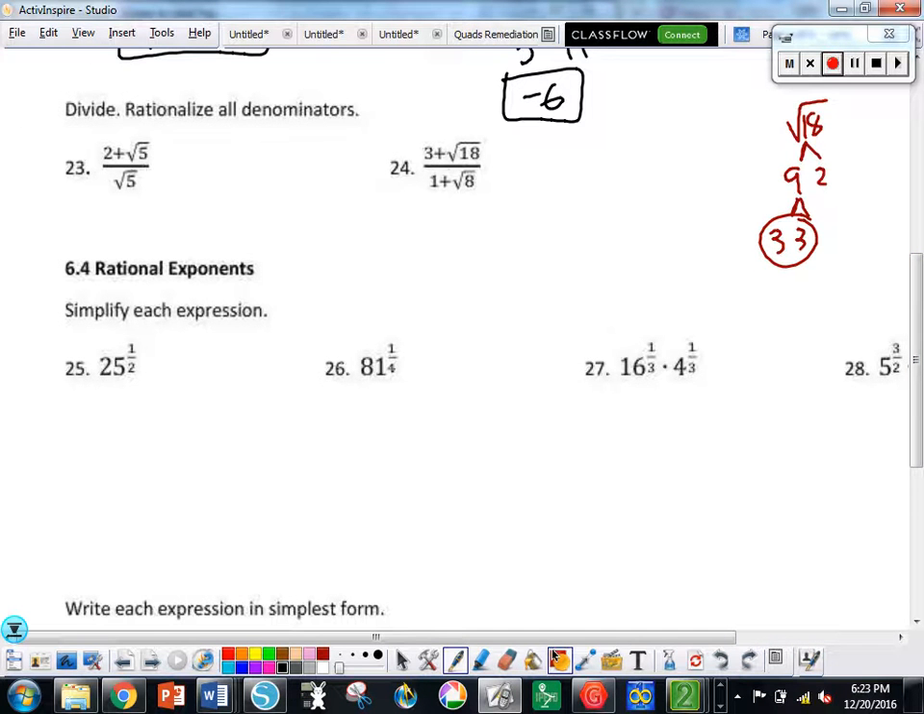All right, 23, divide and rationalize all denominators. On this one, I have to get rid of the square root of 5. The only way to do it is to multiply the top and the bottom by the square root of 5. When you do that, on the numerator, you distribute, and you would get 2 square root 5 plus 5 all over 5.